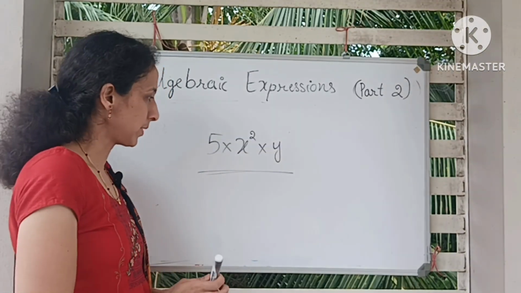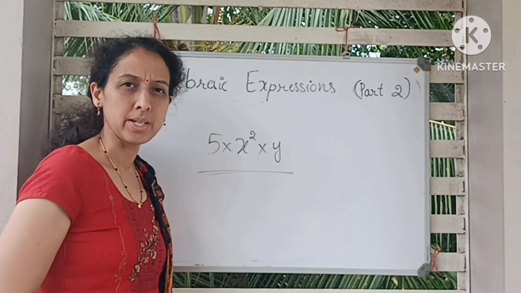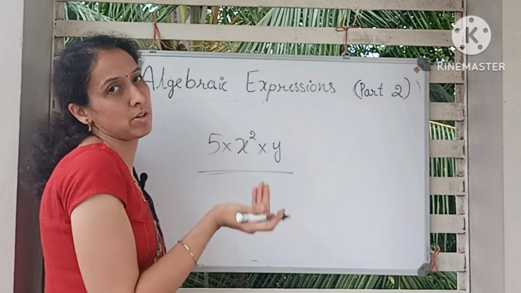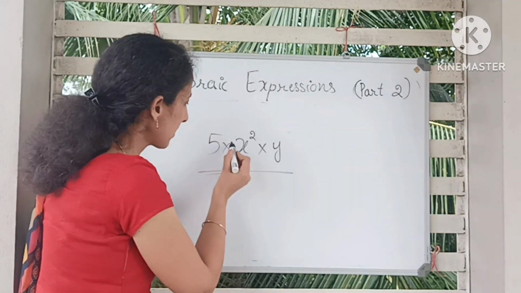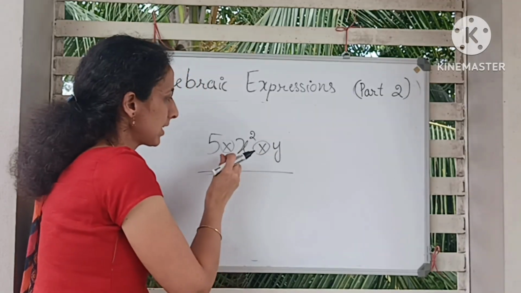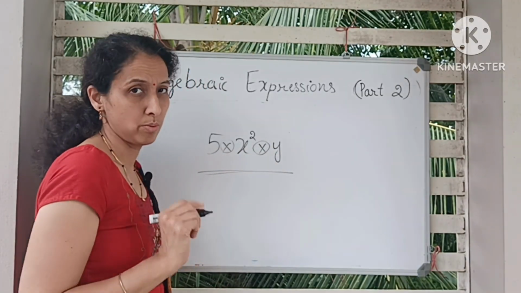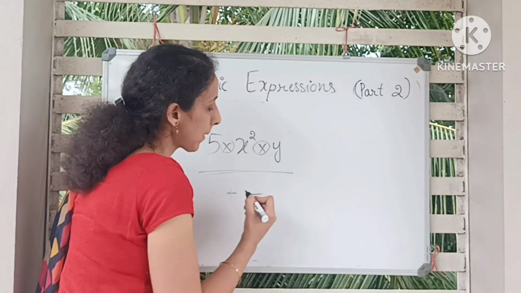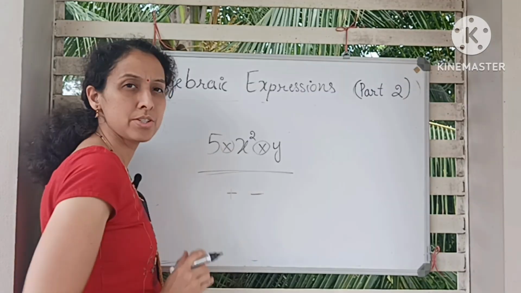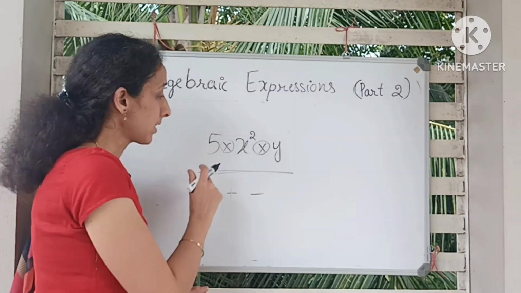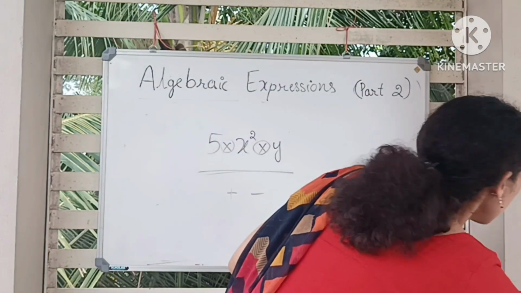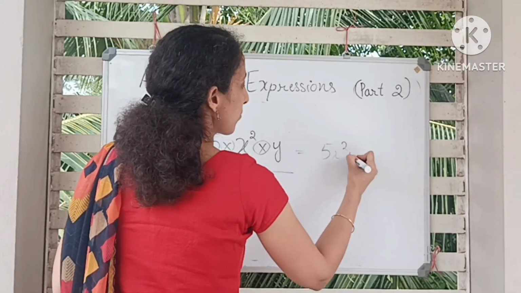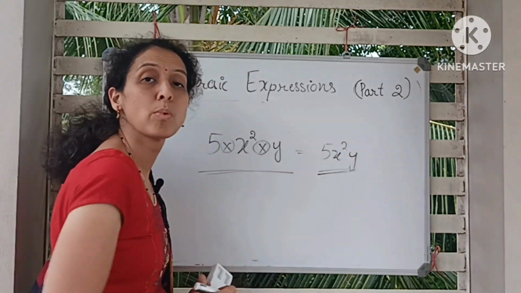Now here I have an example, 5 into x square into y. Is this a monomial, binomial or a trinomial? Looking at this operation, we feel that it has three terms. No, a term is something that is separated by a plus or a minus sign. So here the multiplication symbol doesn't make it a different term. So this algebraic expression, 5x square y, is a monomial.